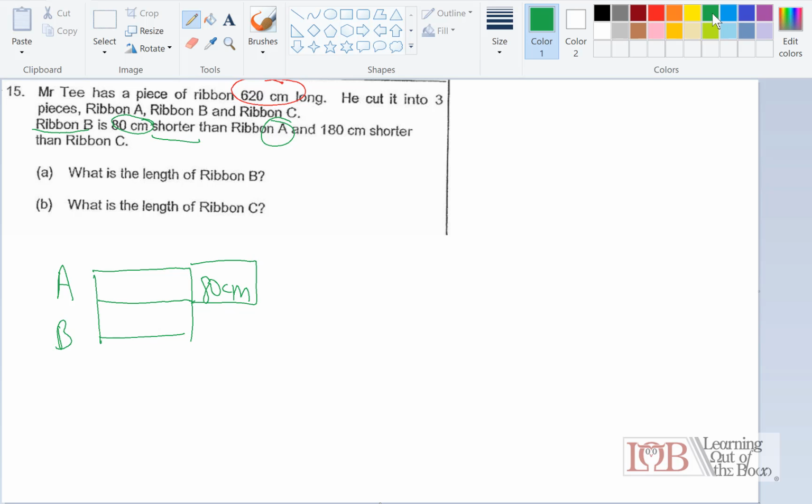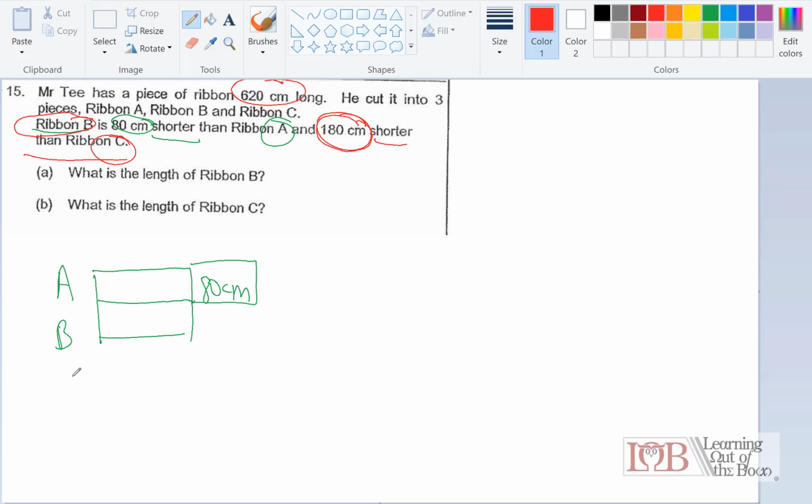Now, next, and 180 cm shorter than C. Now, is this 180 cm between A and C or B and C? You notice that it's actually comparing B with C. This is a common trap that most will fall into because they'll take it as a comparison between A and C. Yeah, so take note of the phrasing.